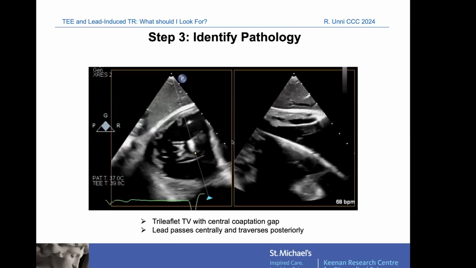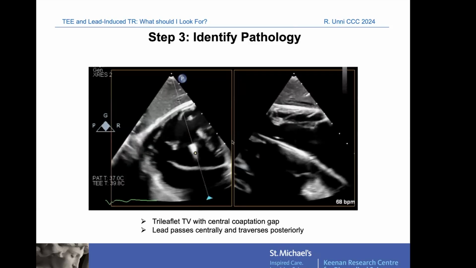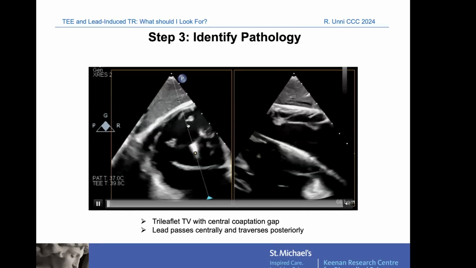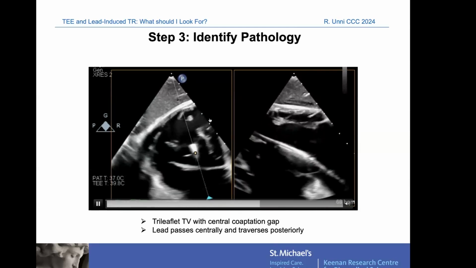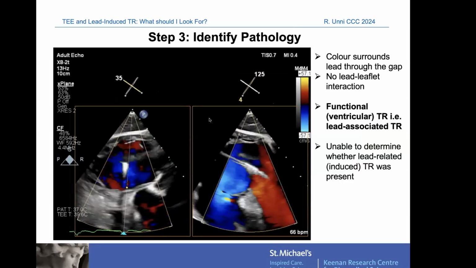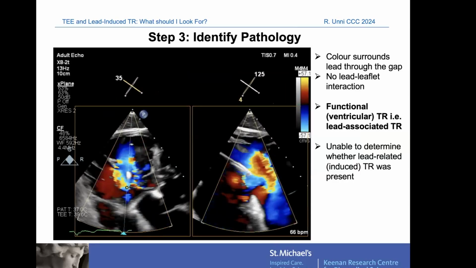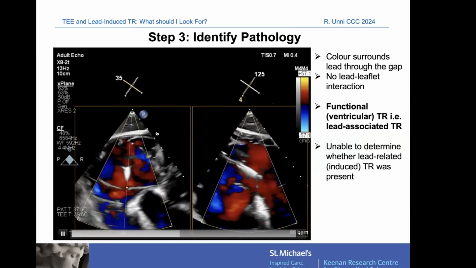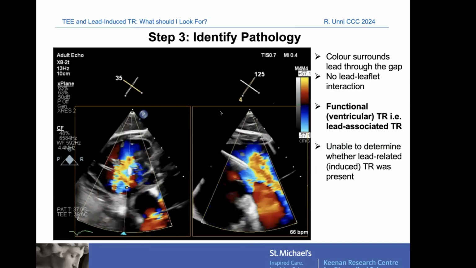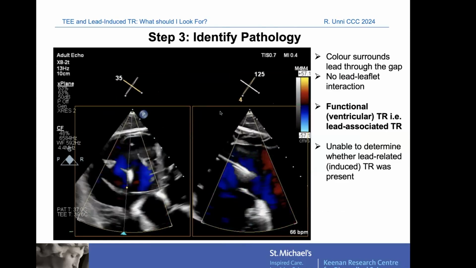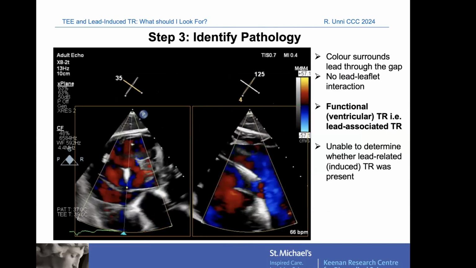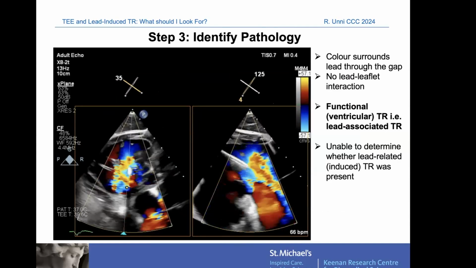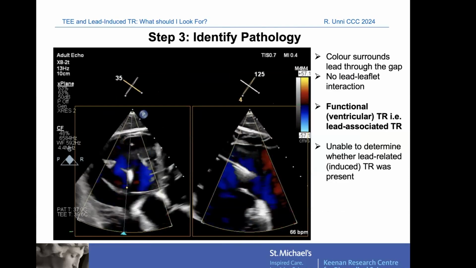So in that first case that we looked at, so this is where the lead is passing through the center of the valve, you can see that the lead seems to be moving well. It doesn't seem to be attached or touching any of the leaflets or adherent to any of them. And now when we use X-plane with color, we see that there is a huge jet. It's not really originating at any sort of lead leaflet interaction, and so we would call the primary mechanism of this a malcoaptation gap. This patient had sort of ventricular functional TR. It might be put into that category of lead associated TR. So no obvious lead leaflet interaction here.